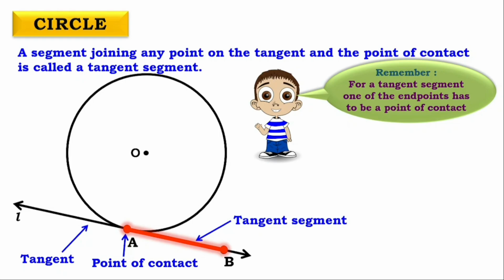Remember, for a tangent segment, one of the endpoints has to be a point of contact. So this point A, observe this point A. It is a point of contact. Understood?